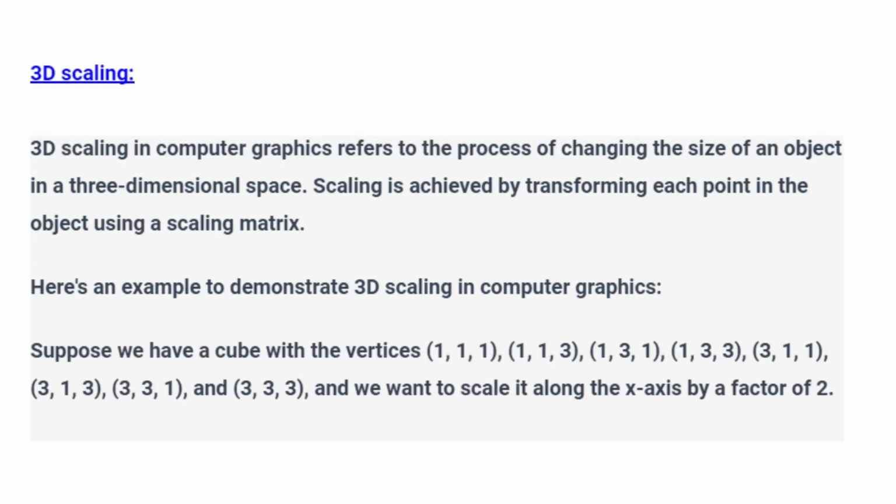3D scaling. 3D scaling in computer graphics refers to the process of changing the size of an object in a three-dimensional space. Scaling is achieved by transforming each point in the object using a scaling matrix. Here is an example to demonstrate 3D scaling in computer graphics. Suppose we have a cube with the vertices (1,1,1), (1,1,3), (1,3,1), (1,3,3), (3,1,1), (3,1,3), (3,3,1) and (3,3,3), and we want to scale it along the x-axis by a factor of 2.